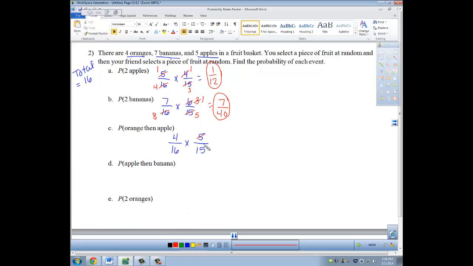We can reduce 5 and 15, divide both by 5, get 1 and 3. 4 and 16, divide both by 4, get 1 and 4. 1 times 1 is 1. 4 times 3 is 12, so it's 1 out of 12.